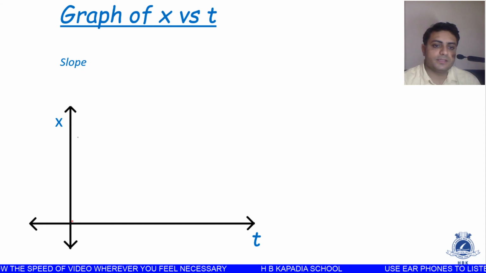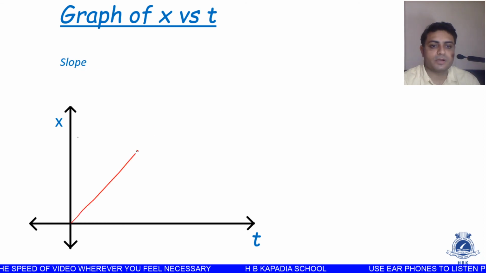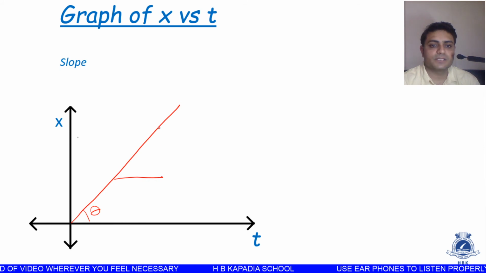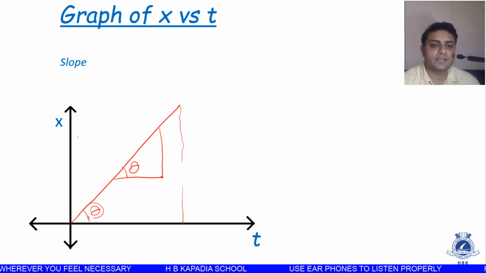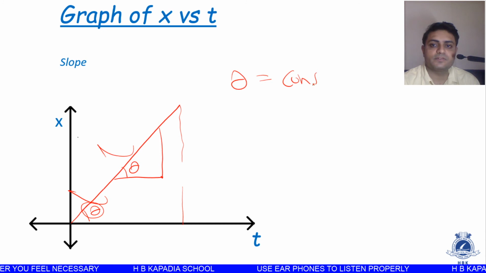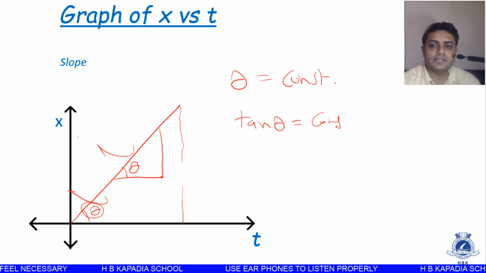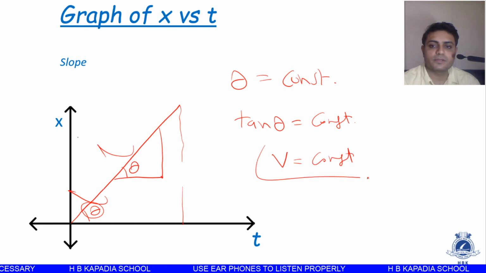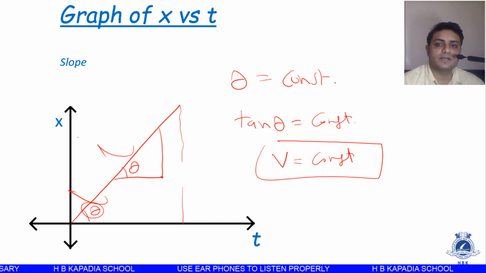Again let's see the slope. How are we finding out the slope? If this angle is theta, this angle is also theta. Over here, if you take this whole triangle, then also we are getting this angle theta. So if theta remains constant, we can say tan theta also remains constant. If tan theta remains constant, we can say velocity also remains constant. Okay, so this is a graph of x versus t and this is the slope.